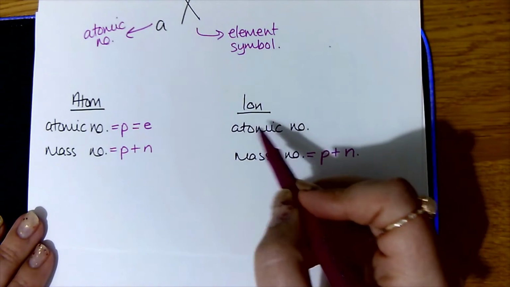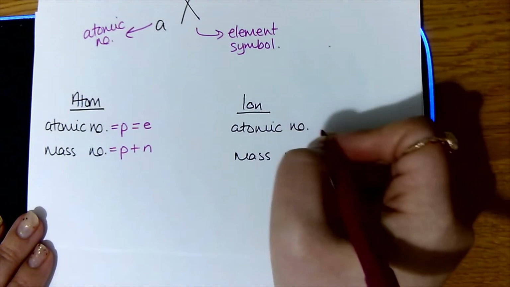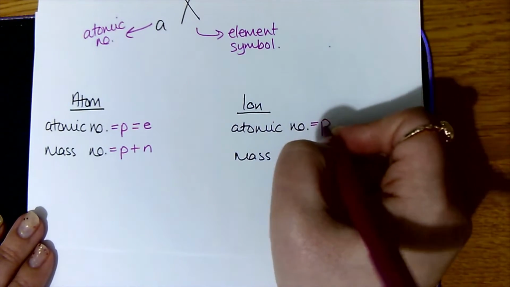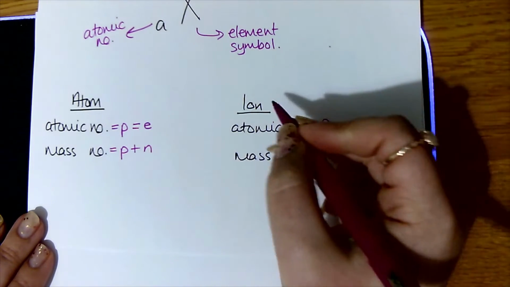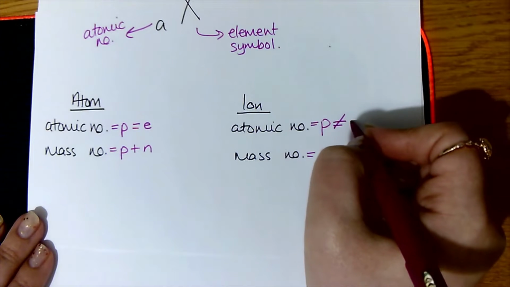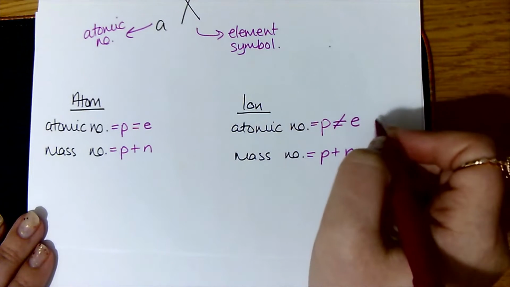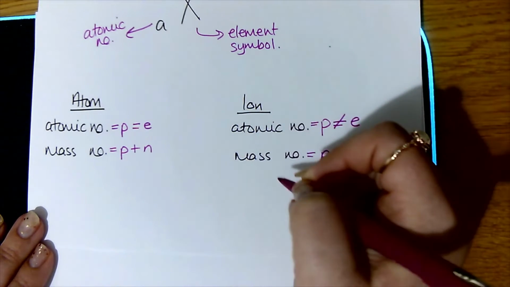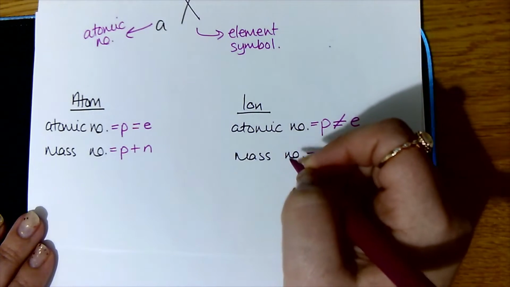Now, when it comes to the atomic number of an ion, atomic number does of course equal the number of protons. However, with an ion, it is not equal anymore to the number of electrons. To work out the number of electrons in an ion, we need to look at the charge.